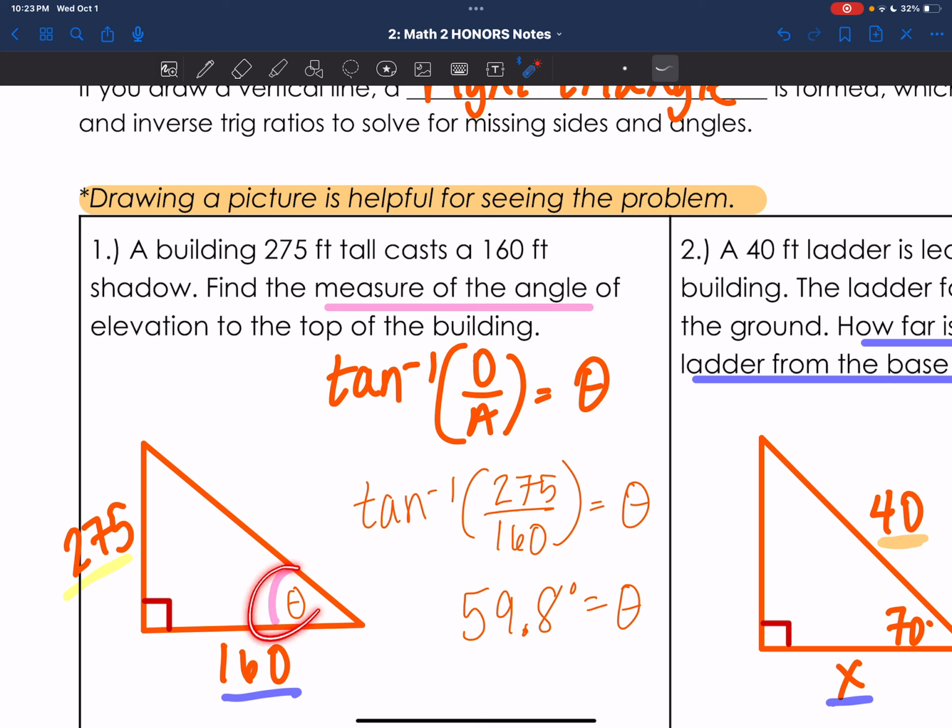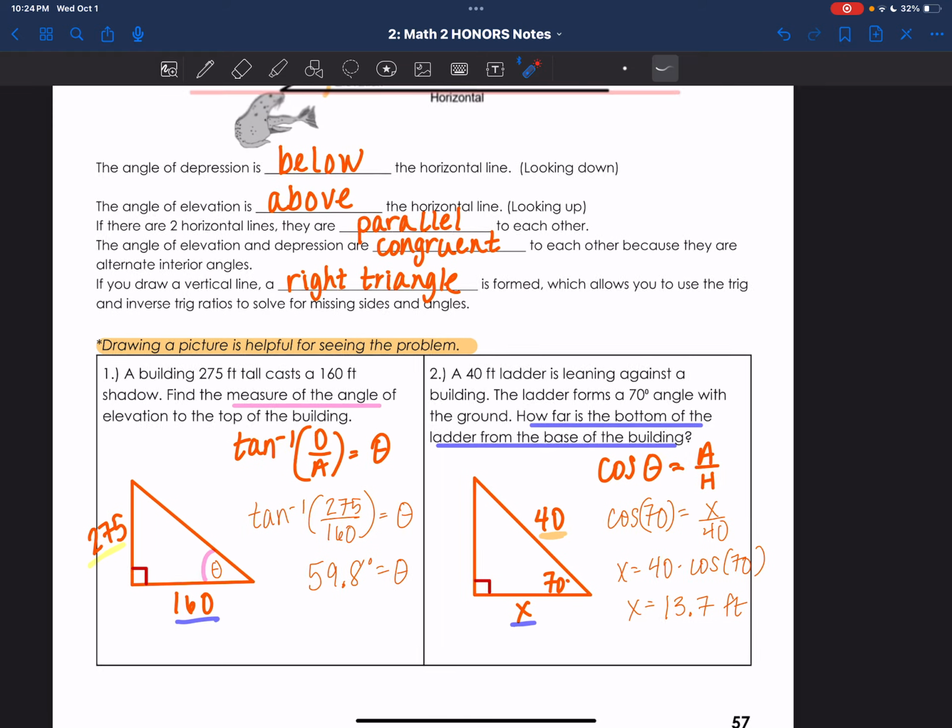Now remember, when you're looking for the angle, you're going to use an inverse operation. Since we have theta here, the building here is opposite. And since theta's here, this is right next to it, this is adjacent. So we're going to use the inverse tangent, which is opposite over adjacent equals theta, your angle. Now all you have to do is plug in your opposite, which is 275, over your adjacent, which is 160, and plug that into the calculator and you've got 59.8. Remember to make sure your calculator is in degrees for that. So drawing a picture just helps to figure out what you're looking for.